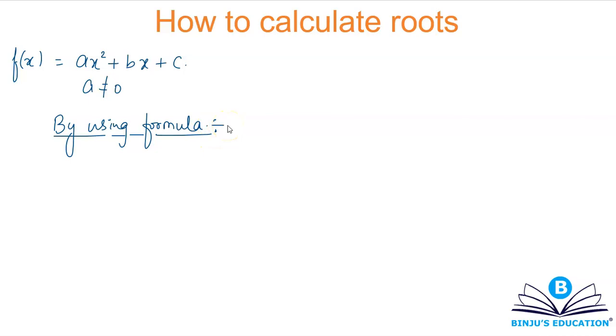If you're going to use the formula to calculate the roots, then the formula is minus b plus minus under root b square minus 4ac divided by 2a. Here, b is the coefficient of x, a is the coefficient of x squared, and c is the constant term.